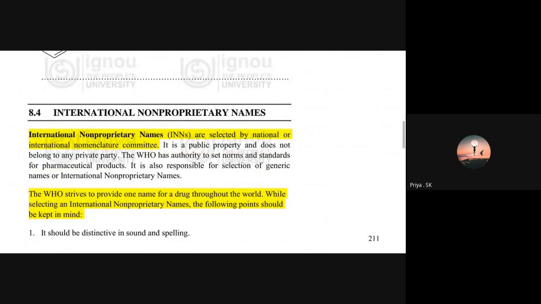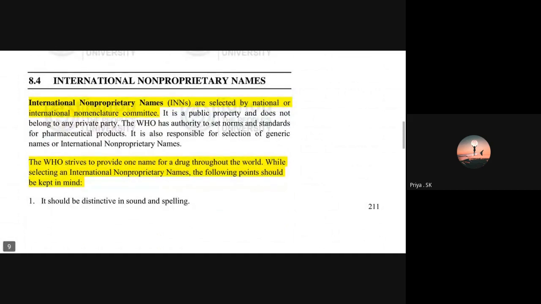Now, international non-proprietary names. International non-proprietary names are selected by national or international nomenclature committees. The WHO, or World Health Organization, strives to provide one name for a drug throughout the world so that there is no confusion about what the name of that drug is.